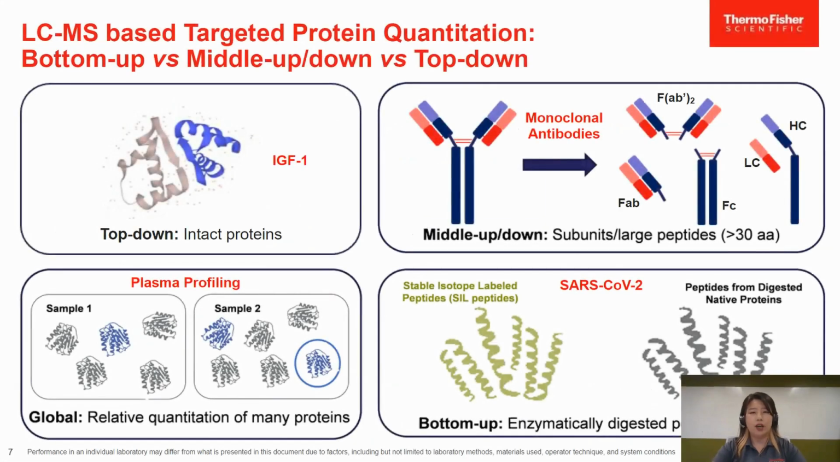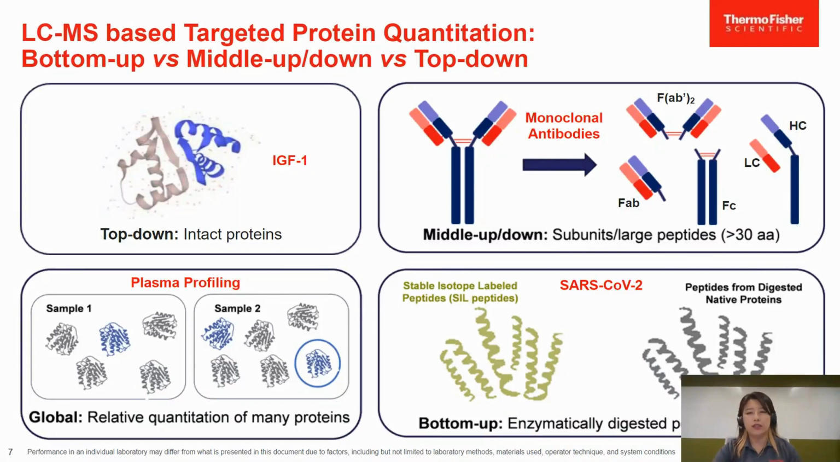There are mainly three approaches for LC-MS-based targeted protein quantitation, namely bottom-up, middle-up or middle-down, and top-down. The top-down approach analyzes intact proteins, for example IGF-1 shown here. The second approach is middle-up or middle-down, which analyzes subunits or large peptides, usually more than 30 amino acids. For example, here it shows monoclonal antibodies going through subunit digestion or disulfide reduction and chemical reactions.